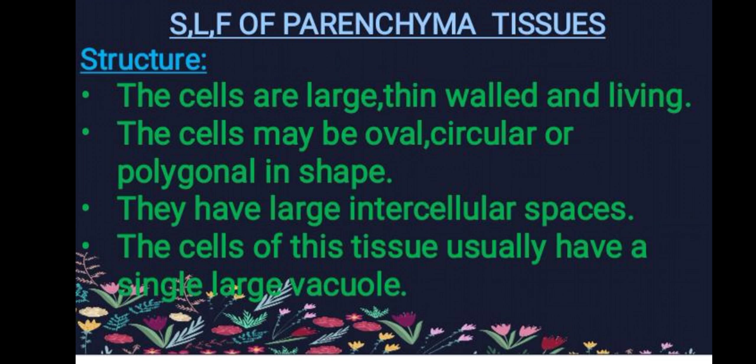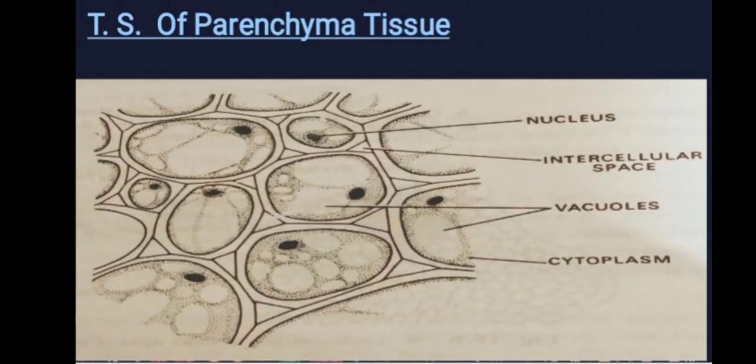We'll start with the structure. The cells of parenchyma tissues are large, thin-walled and living in nature. The cells may be oval, circular or polygonal in shape. They have large intercellular spaces among them. The cells of this tissue usually have a single large vacuole. Here is the diagram which shows you the transverse section of parenchyma tissue.